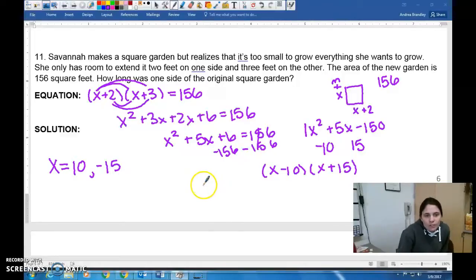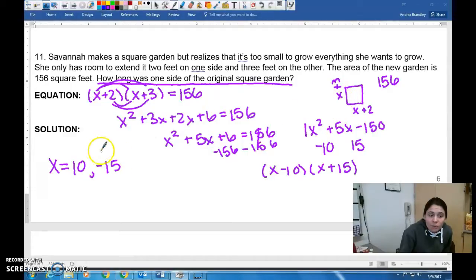Now I'm going to pause for a second and think about what was the question. My question was, how long was one side of the original square garden? And one side was x. So I am looking for what x equals, but it doesn't make sense for my square garden to have two different answers. I can't have one length be one side and one be the other because it was a square. They've got to be the same. So one of these answers must not fit.